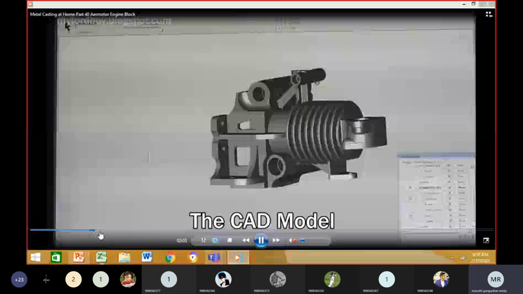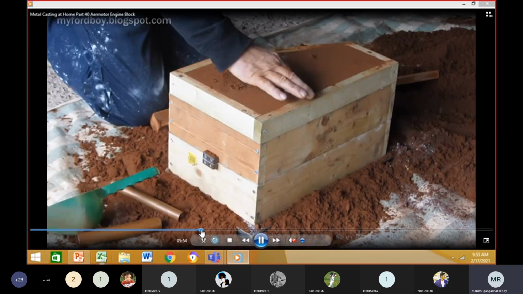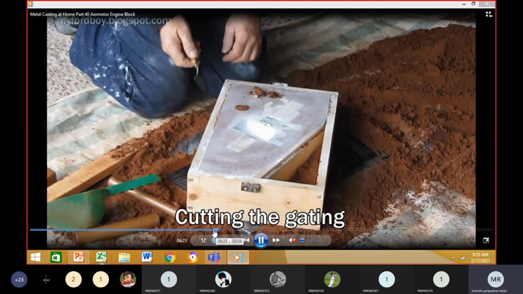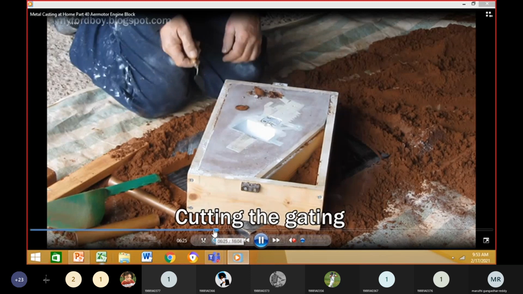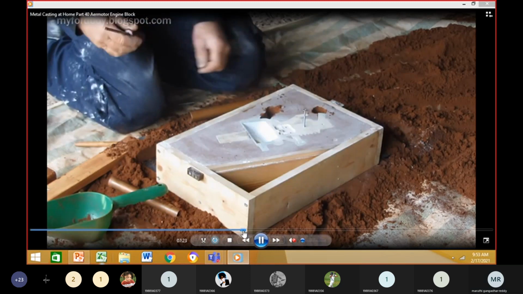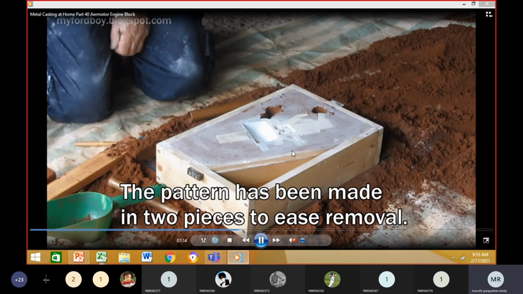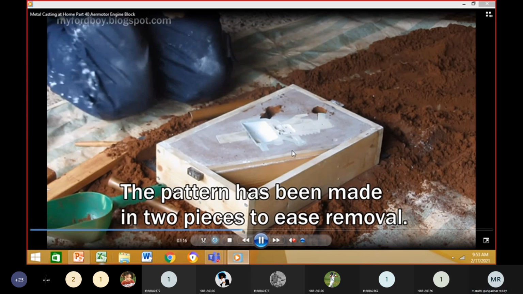This is called a pattern. Then where is the pattern removal? Observe here, this is gate cutting. Observe here, while removing the pattern, he is simply shaking the pattern. Observe how he will remove the pattern. First of all, he will do tapping so that the pattern will become loose.